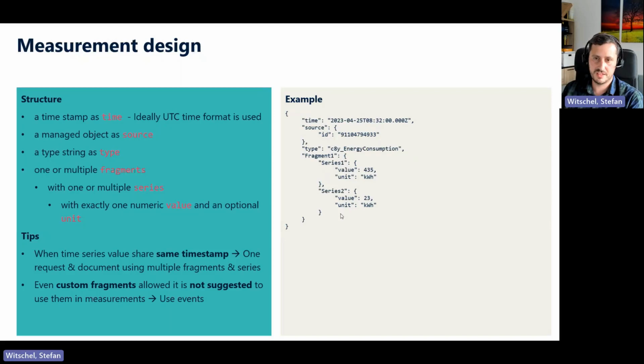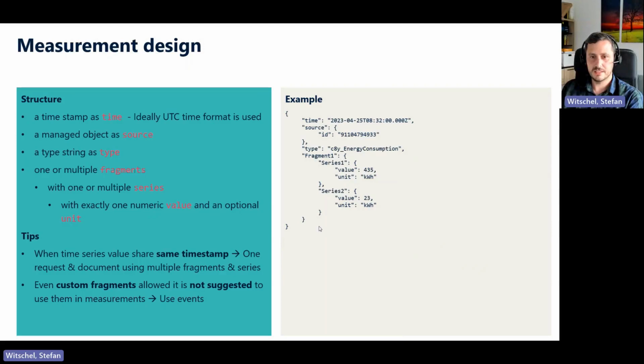In this example, you can see that for the same timestamp, I've used just one fragment with two series. So this is very efficient for storing the data, and for retrieving the data it's also very efficient, because I just retrieve one document and not multiple documents.